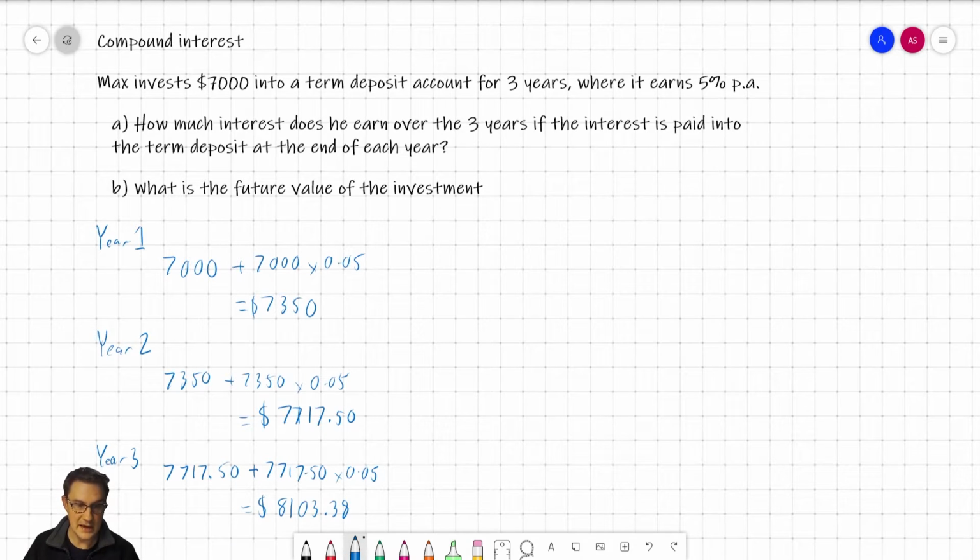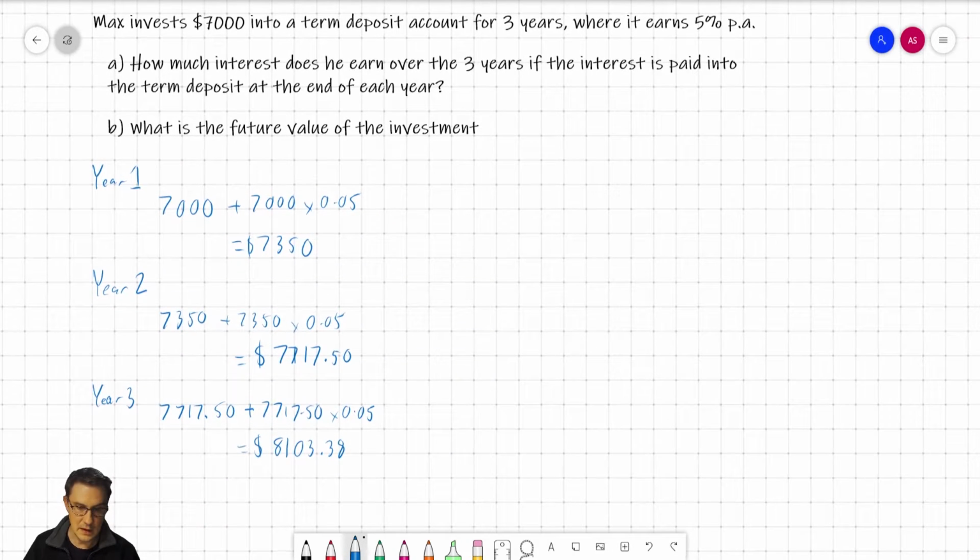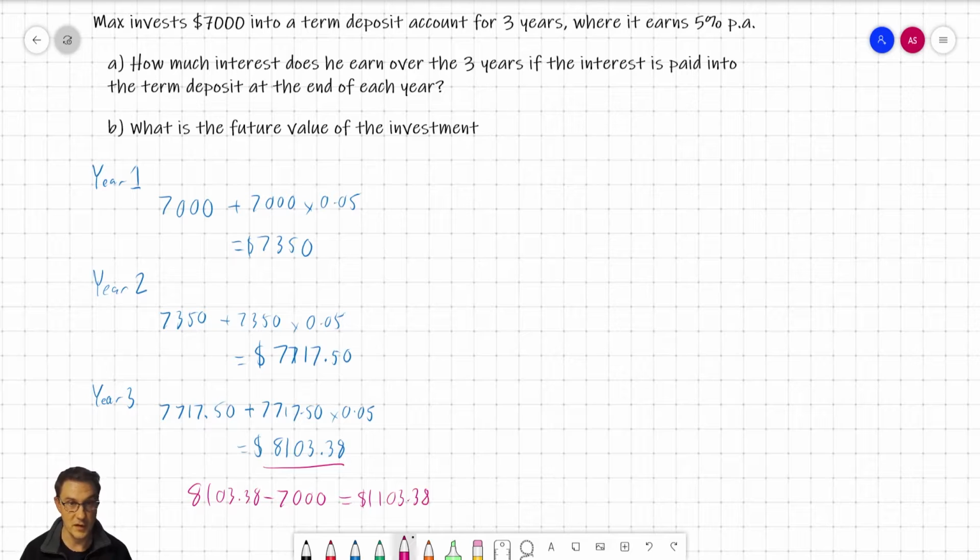Now, over this time, we've had the amount accumulate. Now, one key aspect of this is we're asked to find the interest earned at the end of that period. So in order to work that out, what we have to do is take this amount here, 8,103.38, and minus what we started with. And in this case, then we have $1,103.38. That's the total interest earned over that period.